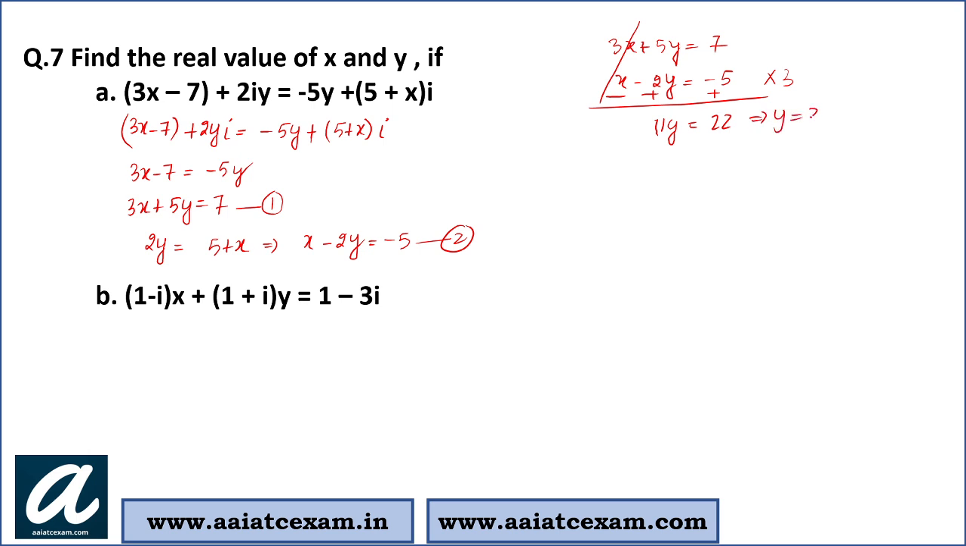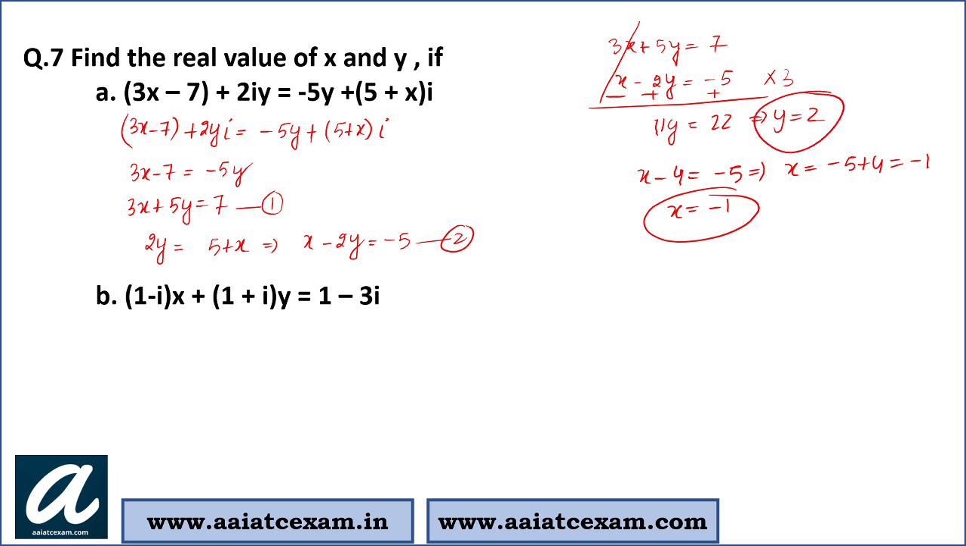Students, y is 2. Then substitute this y equal to 2 in equation number 1 or 2. I'm substituting in 2. So you'll get x minus 4 equal to minus 5 and x should be equal to minus 5 plus 4, which is minus 1. So x is equal to minus 1 and y equal to 2 is your right answer.